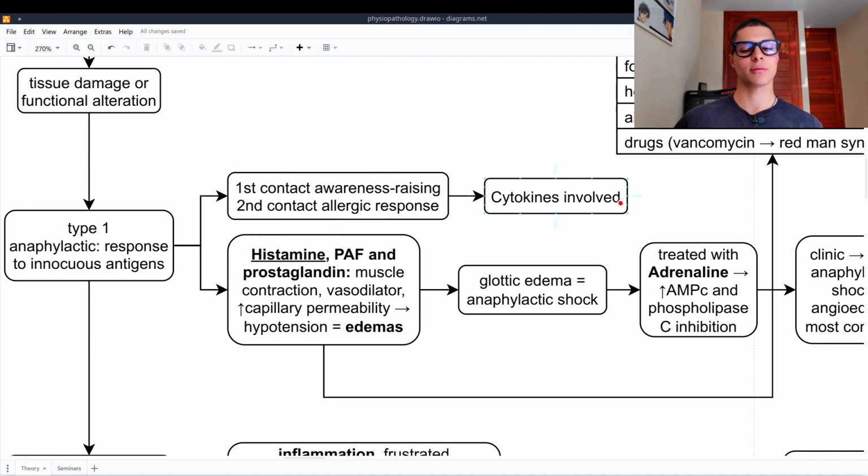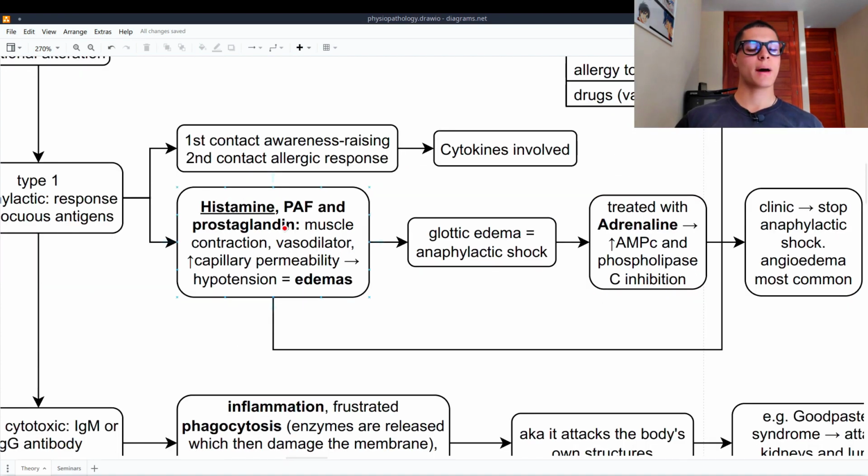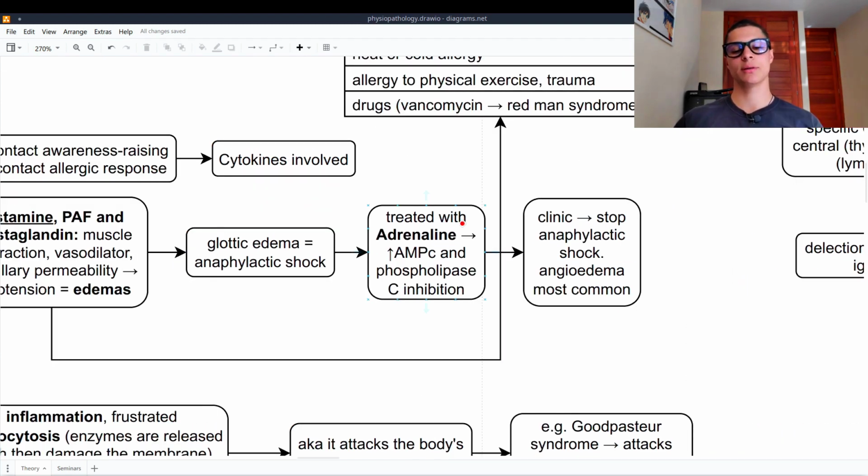And here, cytokines are involved. Again, cytokines. So what happens? Histamine, the main one related to allergies, that's why people take antihistamines. Anyway, histamine, PAF, which is platelet aggregating factor, and prostaglandin will create muscle contraction, vasodilation. They will increase the capillary permeability and therefore create a hypotension. This will create edemas, and this is the real problem because a glottic edema will create an anaphylactic shock, which can be fatal. These edemas are treated with adrenaline.